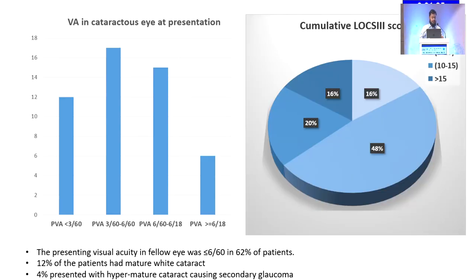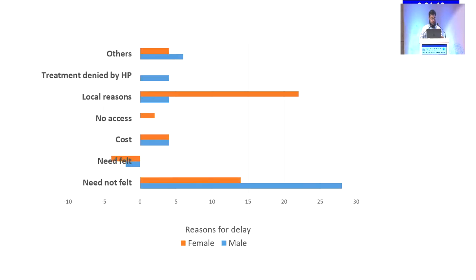Visual acuity in the cataractous eye at presentation was less than 6/60 in up to 60% of the patients. 12% of the patients presented with white mature cataract, and 4% presented with hypermature cataract causing secondary glaucoma. The reasons for delay were that need not felt was the most common, specifically in males. However, local reasons, citing seasonal preferences or no one to escort, were more common in females. Only a few patients came to us upright, feeling a need.